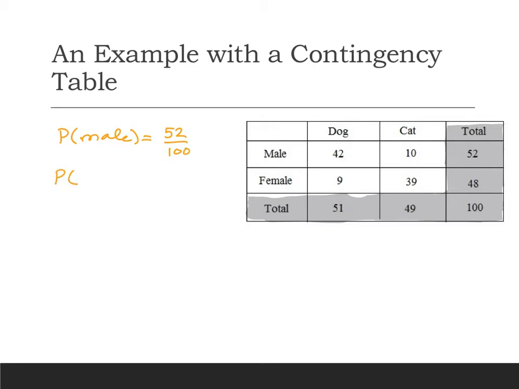Similarly, if I wanted to know the probability of someone owning a cat, then I would go to the cat column and read down. I have a total of 49 out of 100 cat owners. And apparently this looks very much like males are more likely to own dogs and females are more likely to own cats.